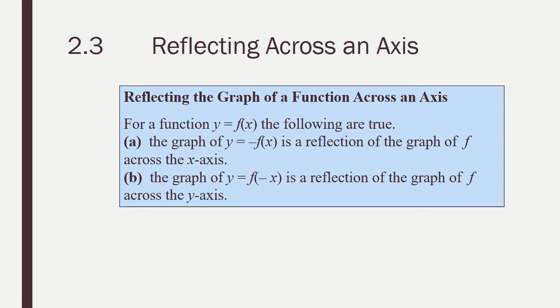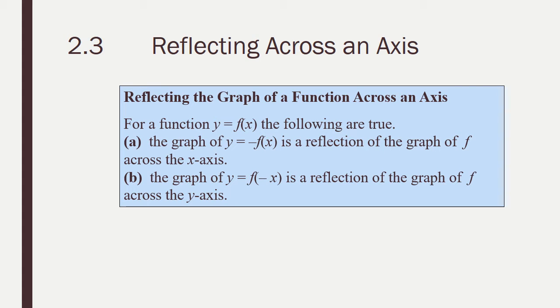Okay, we're also doing reflecting in this section. So here's a little summary of reflecting. It says for a function y equals f of x, the following are true. The graph of y equals negative f of x is a reflection across the x-axis, and the graph of y equals f of negative x is a reflection across the y-axis.